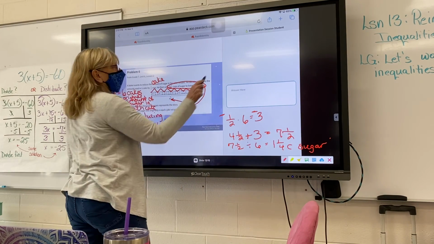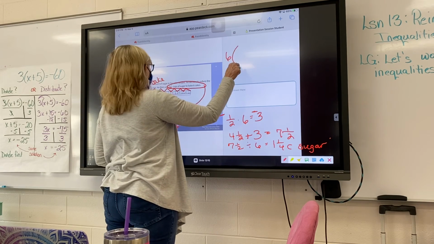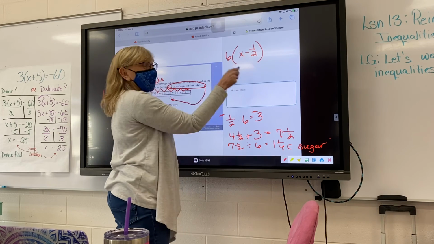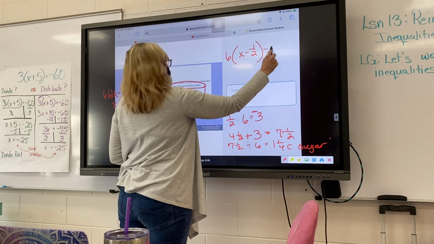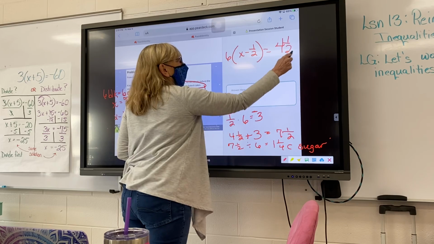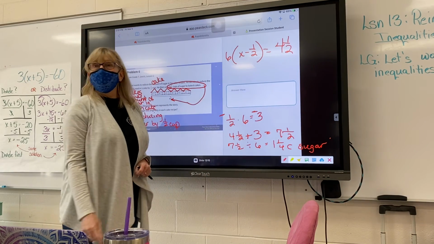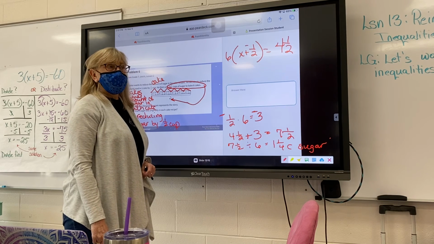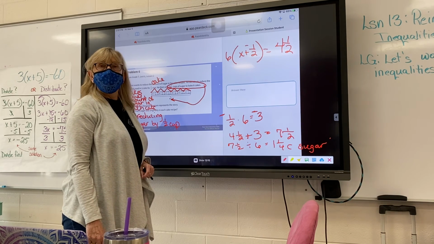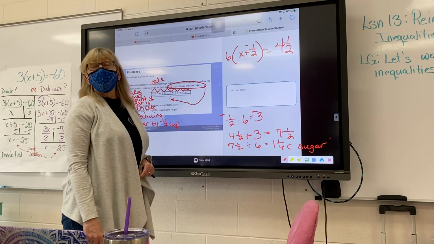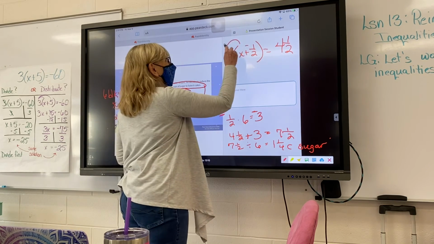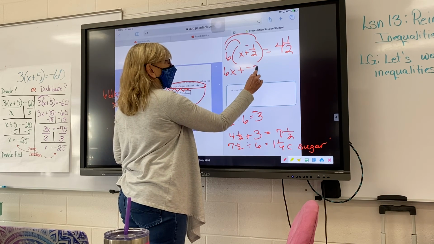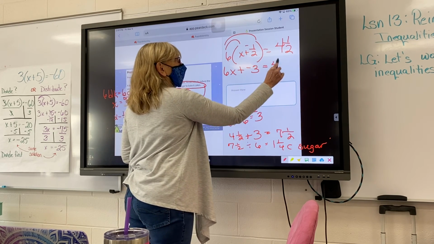Mathematically, what is this equation? 6 times x minus 1/2, 6 groups of that, equals 4.5. Our first step is to get rid of subtraction. How are we going to get rid of parentheses? I would distribute. So you get 6x plus -3 equals 4.5.